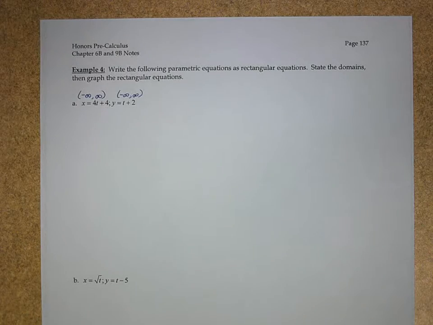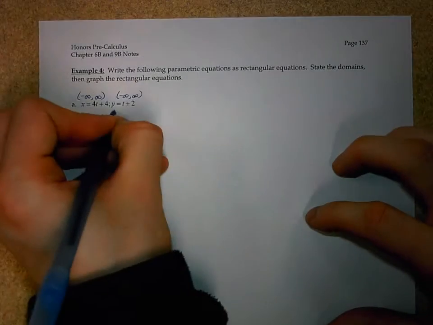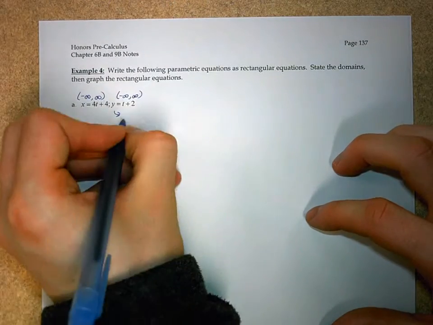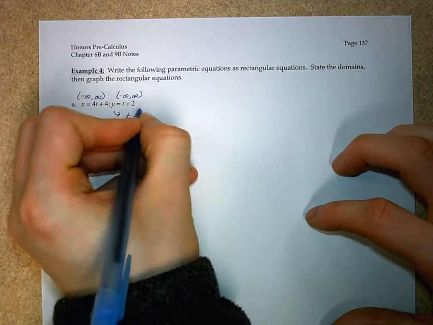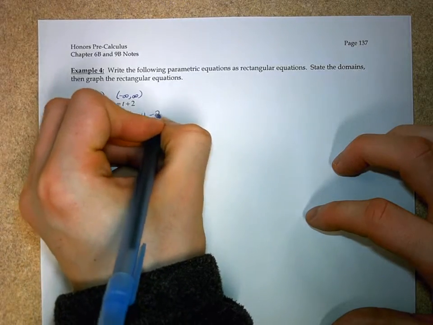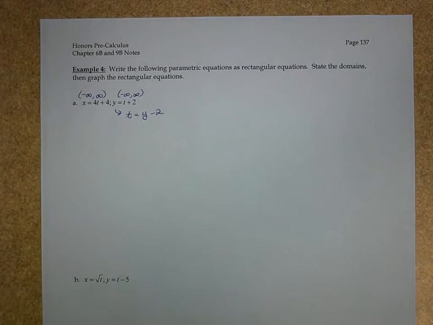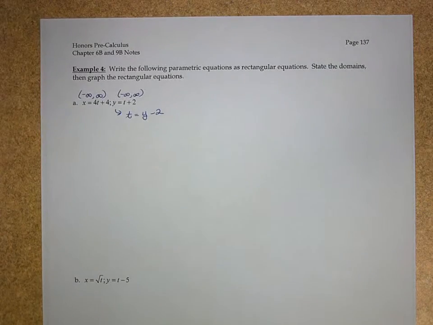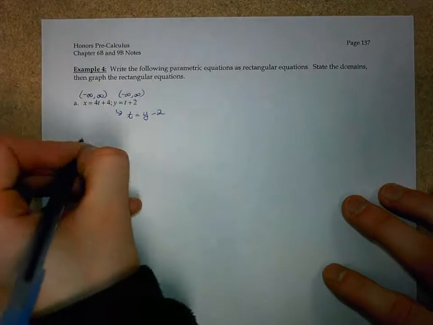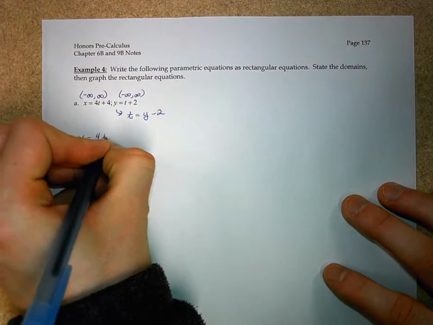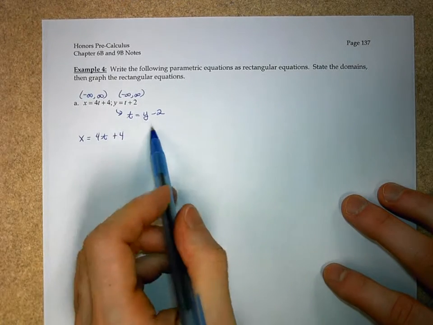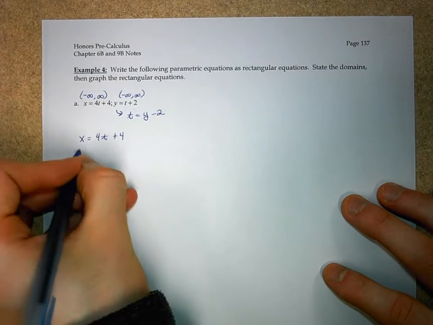The one that's easier to solve in terms of t is the second one. So right here, this is going to be t is equal to y minus 2. So once I solve one equation for t, I'm going to plug that into the first equation. So I've got in my first equation 4t plus 4. I know here t is equal to y minus 2.